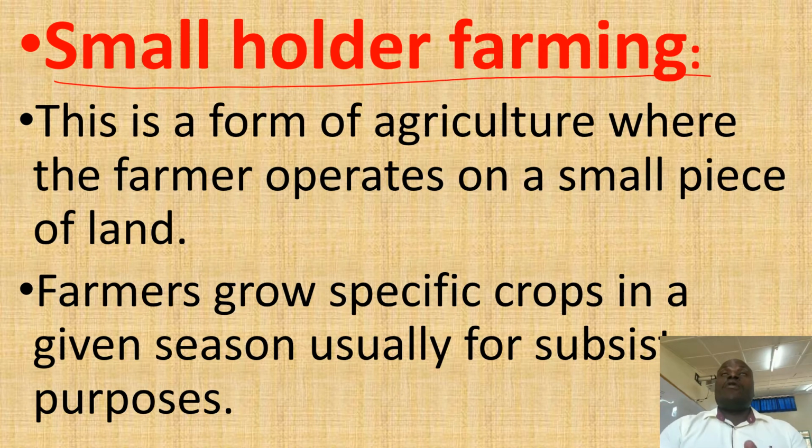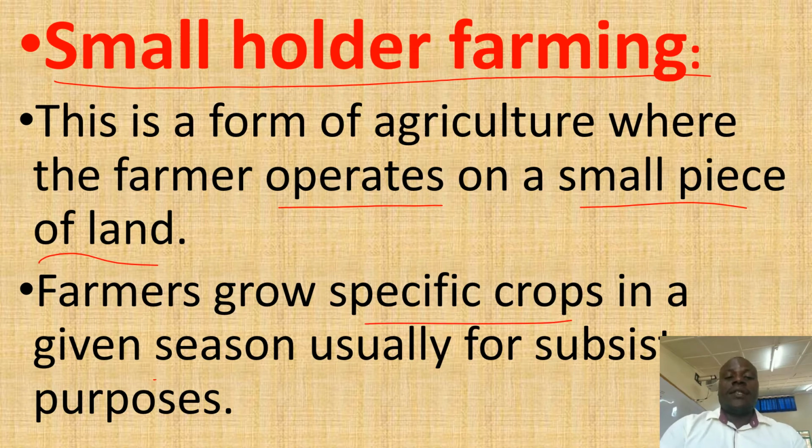This is a form of agriculture where the farmer operates on a small piece of land. As the word small suggests, here the farmer operates on a small piece of land. And the farmer grows specific crops in a given season, usually for home consumption.